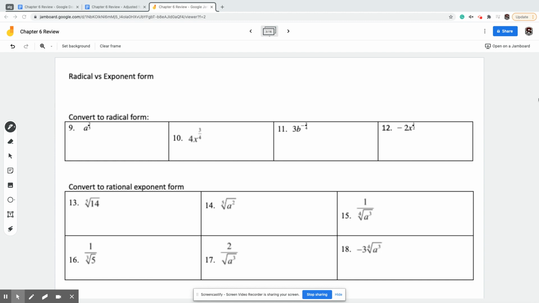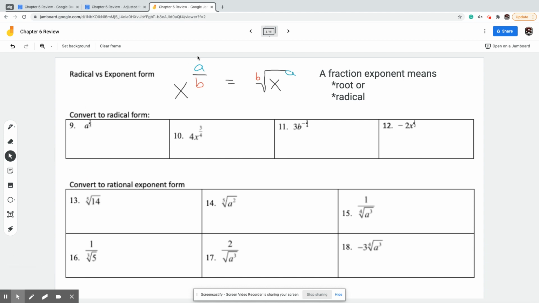Another skill that you will need to use is how to convert from radical form to exponent form or vice versa. So write as much as you know about the topic in this space. Pause now and I'll show you my answers. This is what I know.